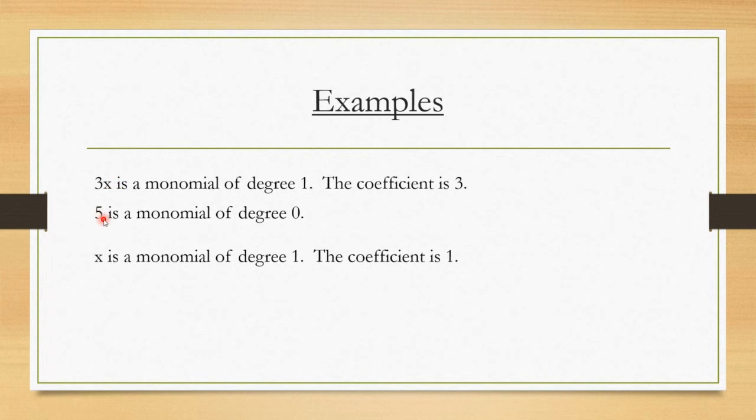5, there's no x here. We just have 5. 5 is not 0. A non-zero constant is a monomial of degree 0. So 5 alone is a monomial of degree 0.